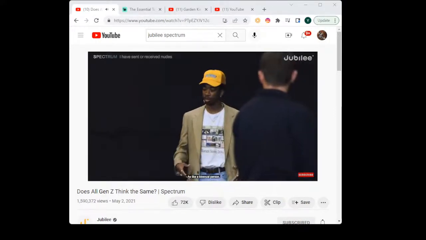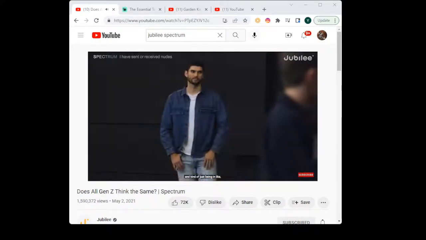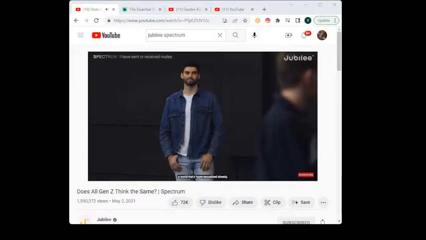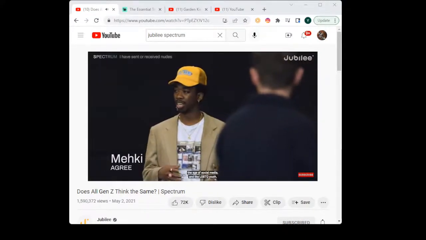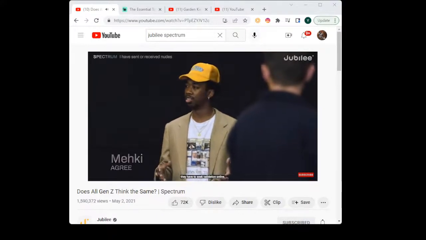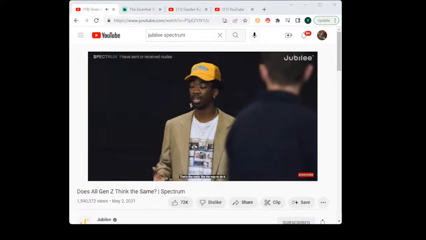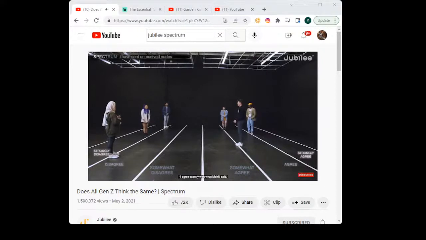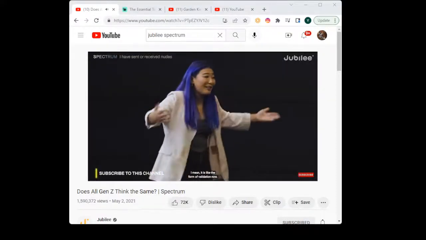As a bisexual person, being in an alphabet world that's hyper-sexualized already, I don't want that kind of smoke. It sucks because that's the age of social media, and LGBTQ youth pretty much have to seek validation online. That's really the way to do it. I agree exactly with what Makai said. It is the form of validation now.